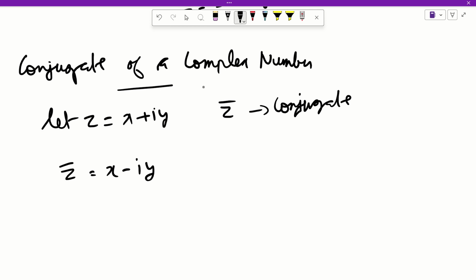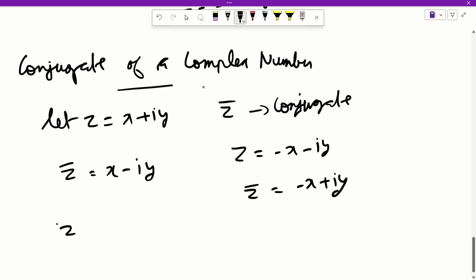Also, if z is equal to minus x minus iy, then z bar means changing the sign of the i part, so it is minus x plus iy. Also, what is the bar of z bar? The whole bar returns to the original, that is x plus iy. That's it. Now let us learn about some properties of modulus and conjugate.